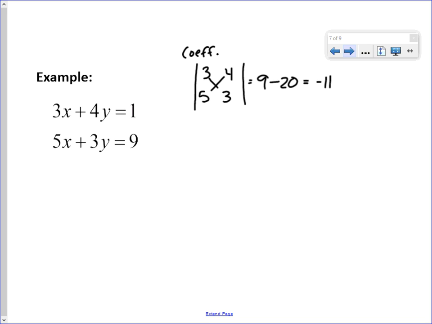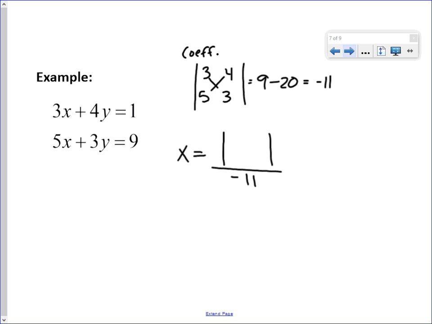And then after I have that determinant for my coefficient matrix, I can start solving for my variables. If I want to find x, I'm going to have to do a new determinant for x in my numerator, and I'm going to divide by the determinant of the coefficient, which I've already found is negative 11.